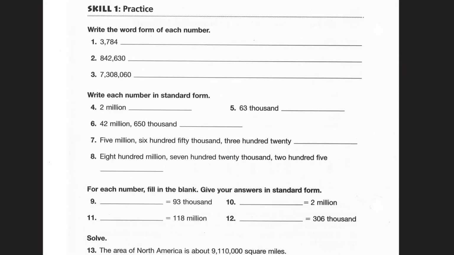Now, as you work through these problems, you need to remember that if you're going to write something in word form, that's obviously the words. I'll help you out with number 1, 3,000. That's 3,000. And then that ends the thousands period. So I have a comma, and then 784. That's just 784. See, these are all going to be written in words.